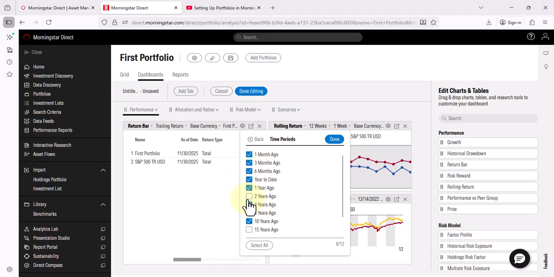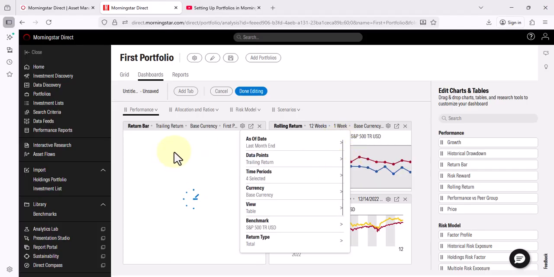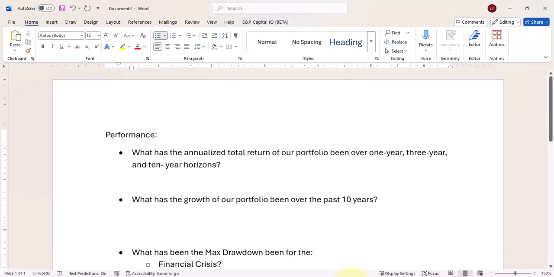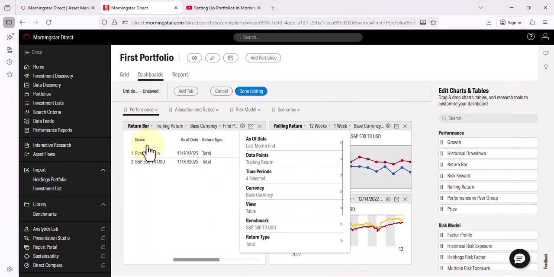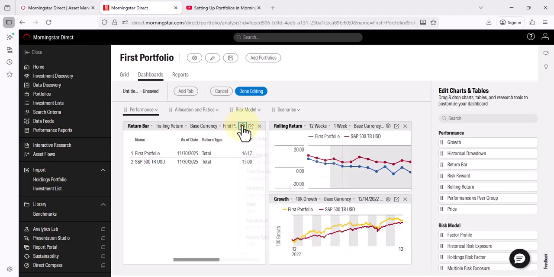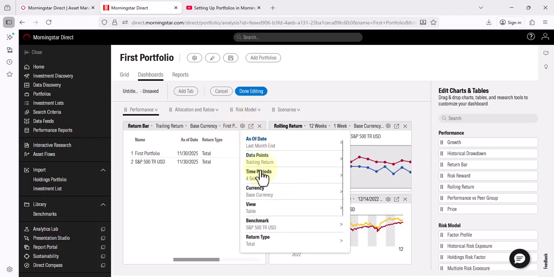And I wanted specifically the 1 year. I didn't want the 1 month, 3 months, 6 months, or the year to date. So I'm going to press done there. And I wanted the 1, 3, and 10 year, so I can take out the 5 year as well.